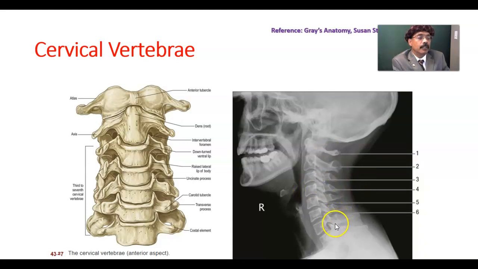Here the zygapophyseal joint, facet joint, superior articular facet. Inferior articular facet here. And here we get the outline of the hyoid bone, outline of the thyroid cartilage. This cartilage may be calcified in the elderly person.